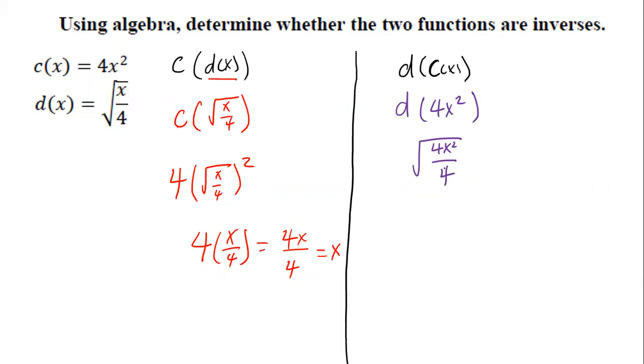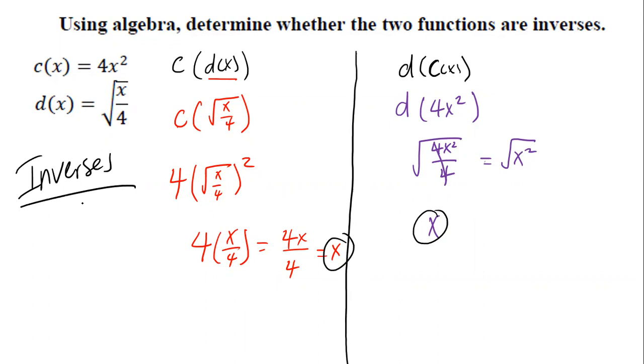Okay, I can see here on the inside that my 4 divided by 4 is 1. So I'm just left with the square root of x squared. Square root of x squared is x. Notice how they both are x. They're equal to each other. So therefore, c of x and d of x are inverses. Okay. And that's your inverse check.